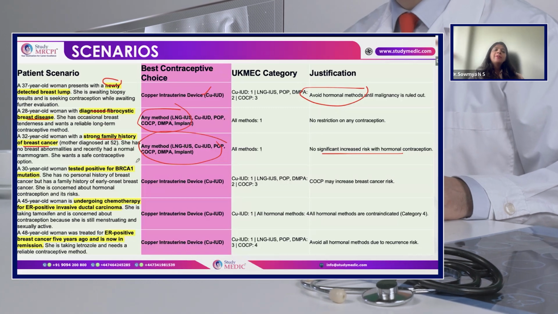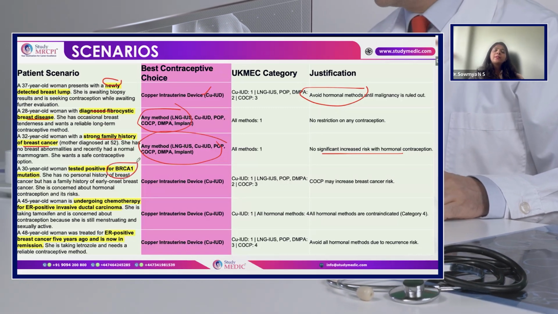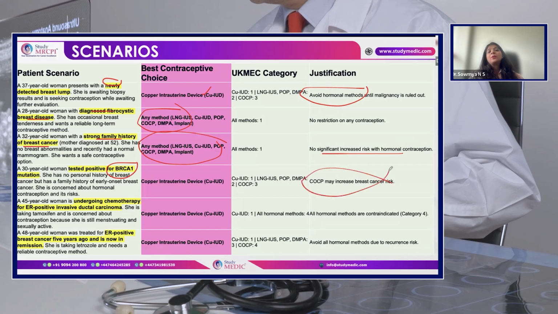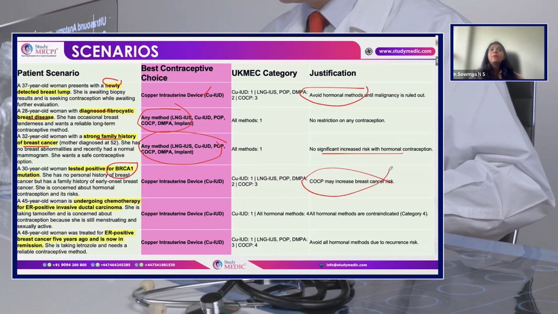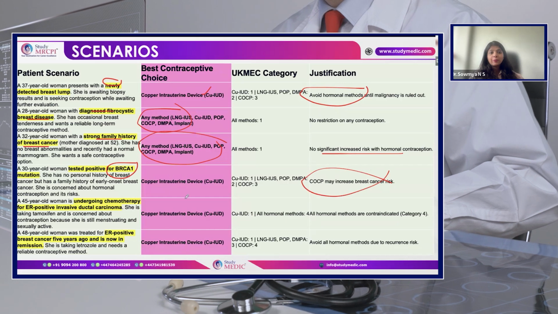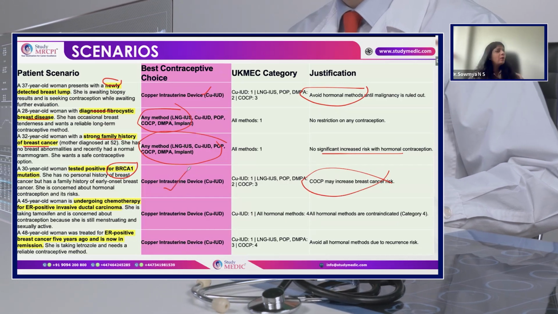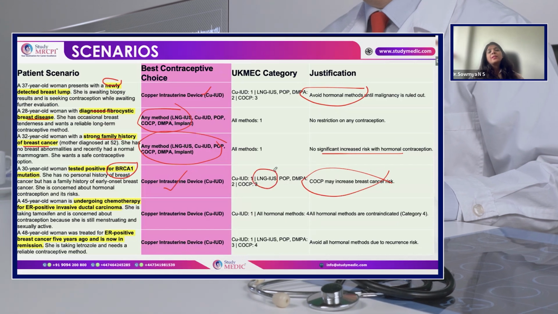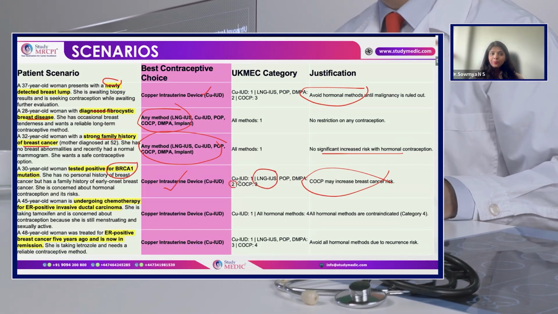However, if the person in question is BRCA1 positive, you have to avoid COCP, the combined oral contraceptive pill, because that increases the risk of breast cancer. And the best bet would always be copper IUCD, right? Even Mirena, because this has progesterone, comes under CAT2.